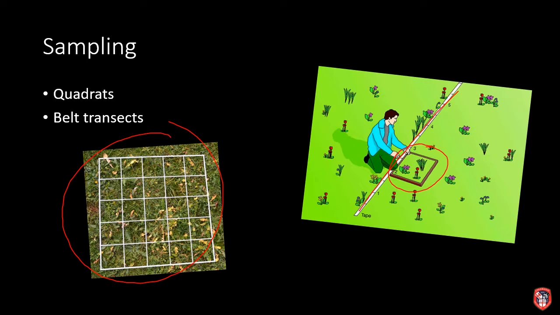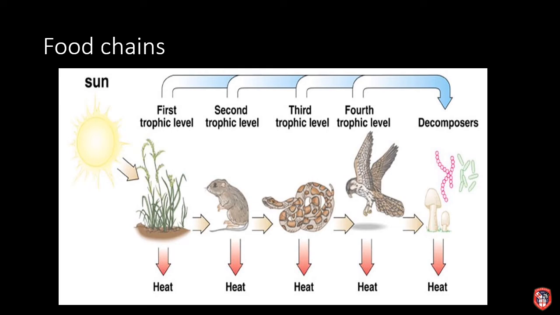That's our belt transect. Now let's look at food chains, which you will have seen before. With food chains, there are different terms we need to remember. The first one is a nice easy one, it's a producer. So there's my producer there. It can produce its own food using sunlight.